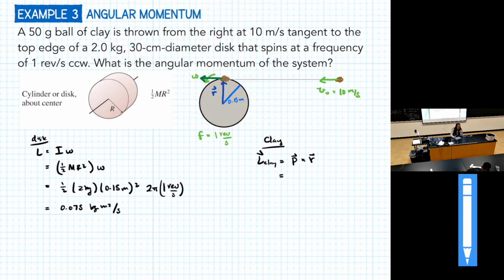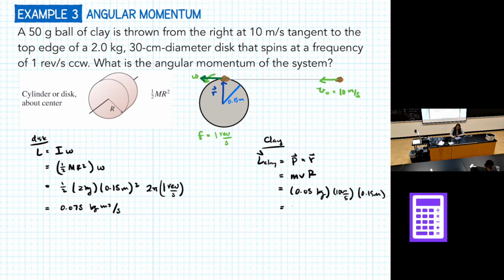So it ends up being momentum, which is mv, times r, which is just the same r as before. So we say m is still, let's see, 0.05 kilograms. That's the mass for the clay. Our velocity is 10 meters per second, and our r is 0.15 meters. So you plug all that in and you get 0.141 kilograms meters squared per second.